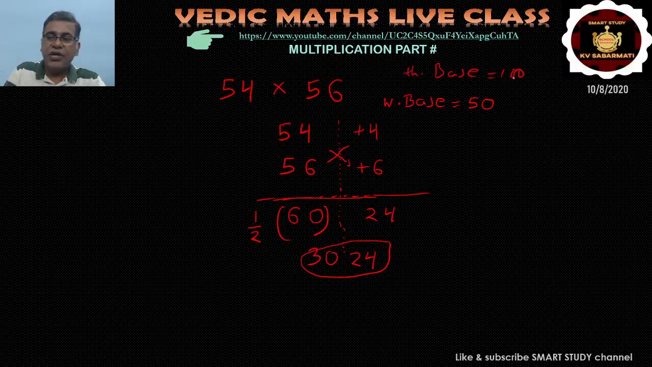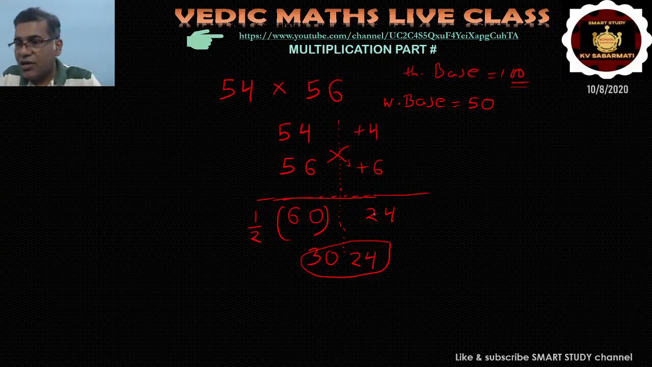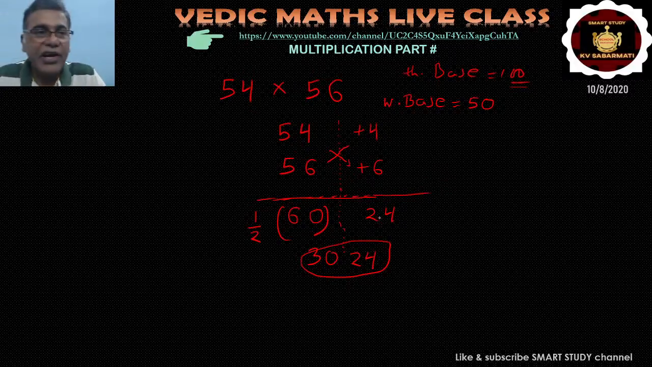Since here the theoretical base is 100, that means 2 zeros are there. 2 zeros means in the right hand corner we will keep 2 digits. If the theoretical base is 10, then we will keep only 1 digit. If it is 100 theoretical base, then we will keep 2 digits. If it is 1000, then we will take 3 digits. That thing little by little you will get clarified. So I hope that this part is clear.